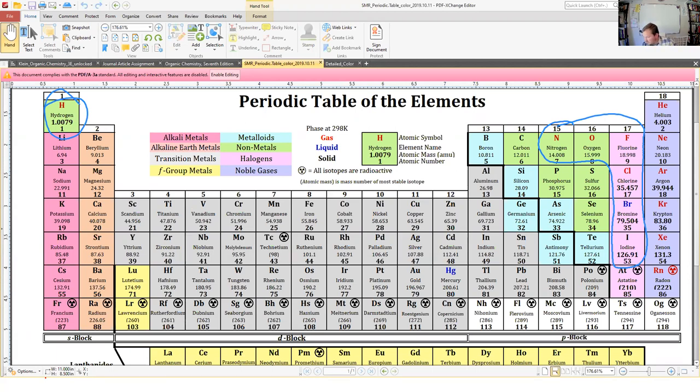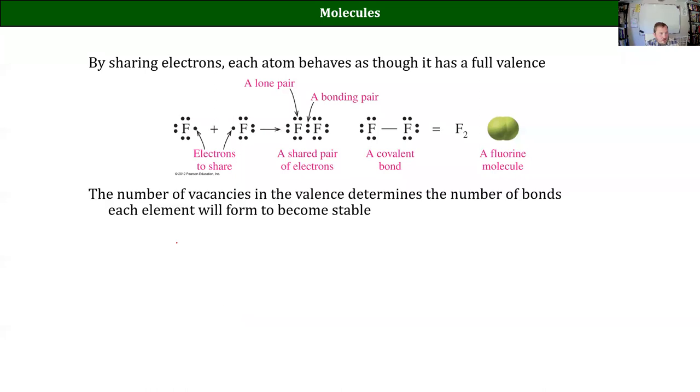All right. So going back to the slides, the number of vacancies, so this is a bit of an oversimplification, but it works well enough for this class. The number of vacant spaces in the valence determine the number of bonds that each element will form to become stable.